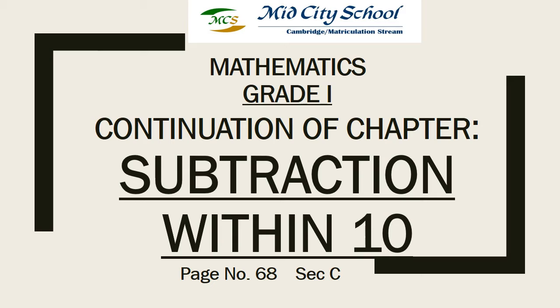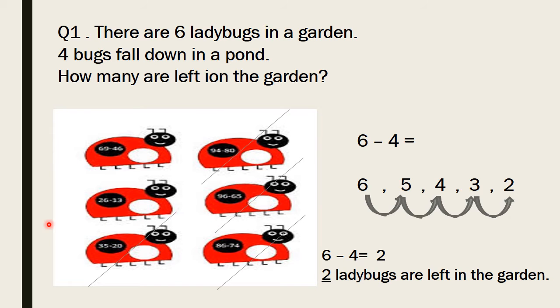Open page number 68 of your book, which is section C of the given chapter. So here, question number 1, which is a word problem. There are 6 ladybugs in a garden, as you can see in the picture. 1, 2, 3, 4, 5, 6. 4 bugs fall down in a pond. Now 4 bugs have just fallen down in the pond, so there are no more there. How many are left in the garden? This means that in the starting we had 6 ladybugs, and now 4 bugs have fallen down in the pond. So how many are left in the garden?